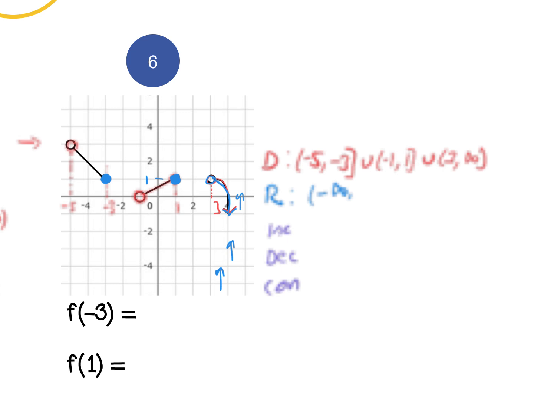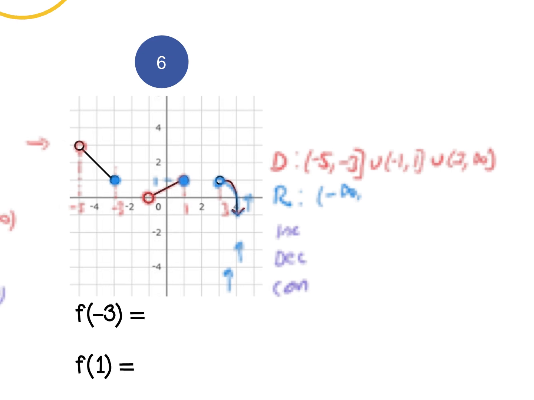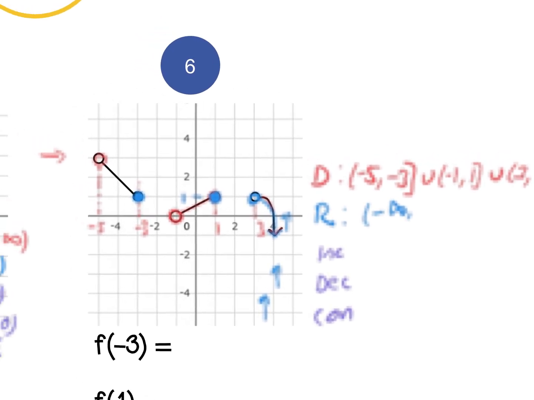Remember, with functions, y values are allowed to repeat. The only things that cannot repeat are your x values. So even though it doesn't work here, it does work here and here. We have two different y values for which our function works. So we're just going to keep going.